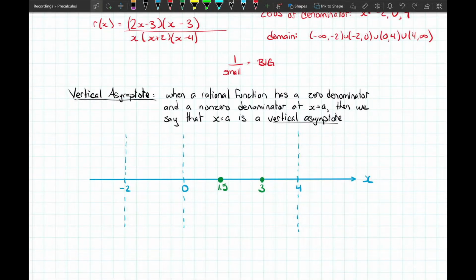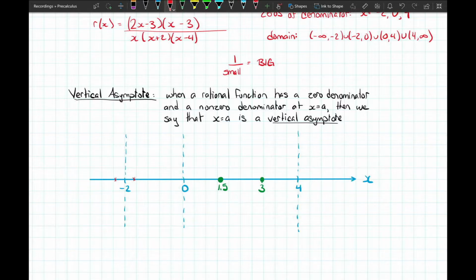Now we can determine whether or not this function is above or below the x-axis in each of these intervals. That's going to help us determine whether or not our function goes to positive or negative infinity. Simply choose numbers within each of these intervals: a number slightly less than -2, and a number slightly greater than -2, and we'll just determine whether or not this function is positive or negative.